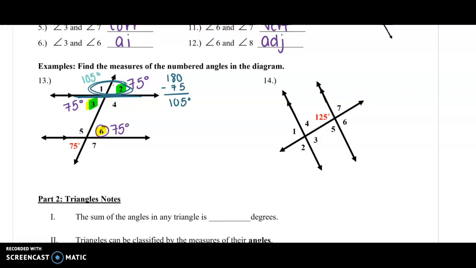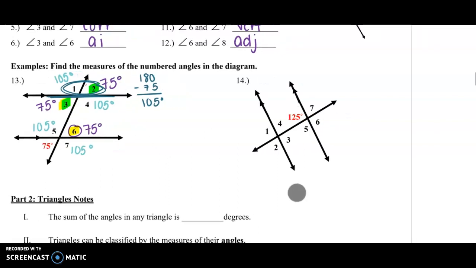Well, angle 1 and angle 4 are vertical angles, so they're congruent. So that means 4 is going to be 105 degrees. 4 and 5 are alternate interior angles. They have to be congruent. So that's going to be 105 degrees. 5 and 7 are also vertical angles. They have to be congruent. So that's 105 degrees. There are a bunch of different ways you could have gone through and figured that out. A lot of different methods you could have used, but that's one of them.